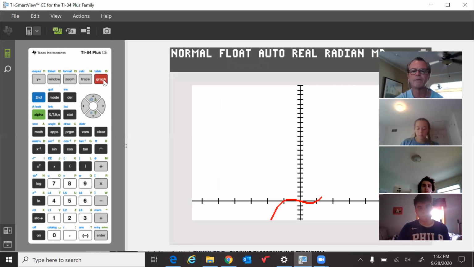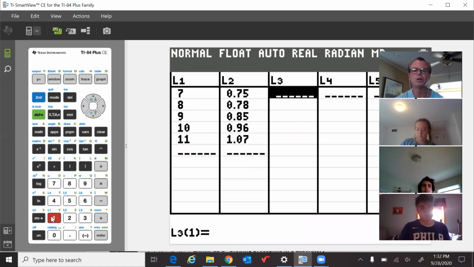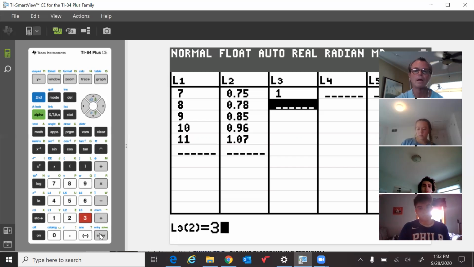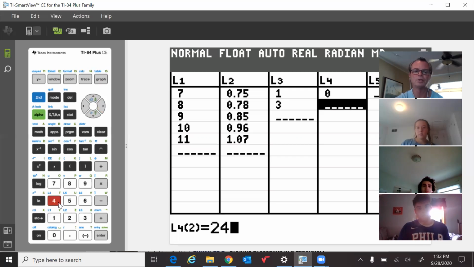Where's graph? And you want between 1 and 3. So I look here and it's saying, okay, second graph, I have the points 1, 0, and 3, 24. So I'm going to go over here and show you those points. 1, 0, and 3, 24. Again, you're not doing this. You're just looking up here.